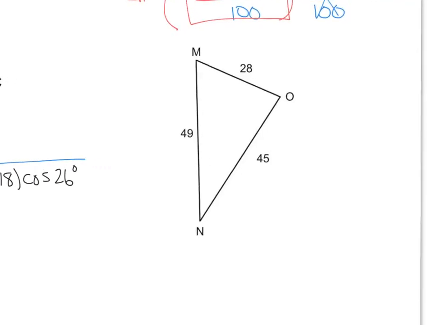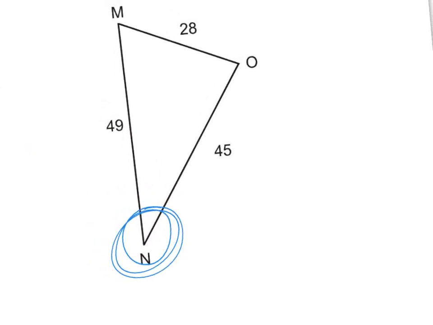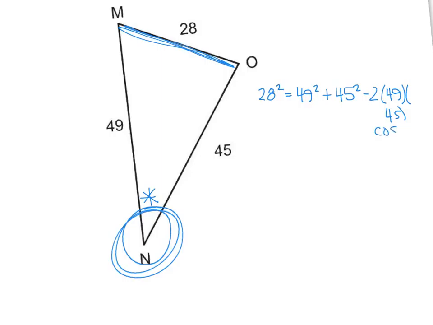Okay, for this one, it doesn't tell us which angle we want, so pretend we want this angle N. First I try to do law of sines. I cannot do law of sines because I don't have any angles. So I know it has to be law of cosines. For law of cosines for this problem, I want this angle, so the side opposite this angle is going to be the side that is on the other side of the equal sign. So it's going to be 28 squared equals 49 squared plus 45 squared minus 2 times 49 times 45 times the cosine of x, or n.